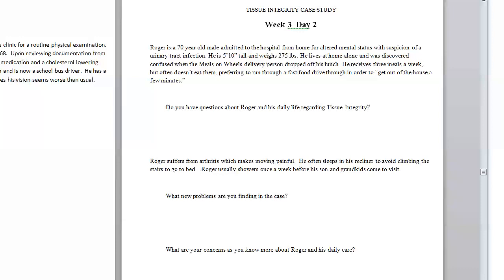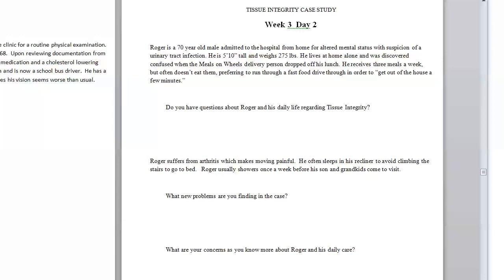Has he been one of those people that he's been out in the sun a lot? Has he been exposed to toxins? What kind of soaps is he using? Does he have any history of skin problems? And obviously, we need this patient assessed from head to toe in regards to what's the condition of his skin at the present.